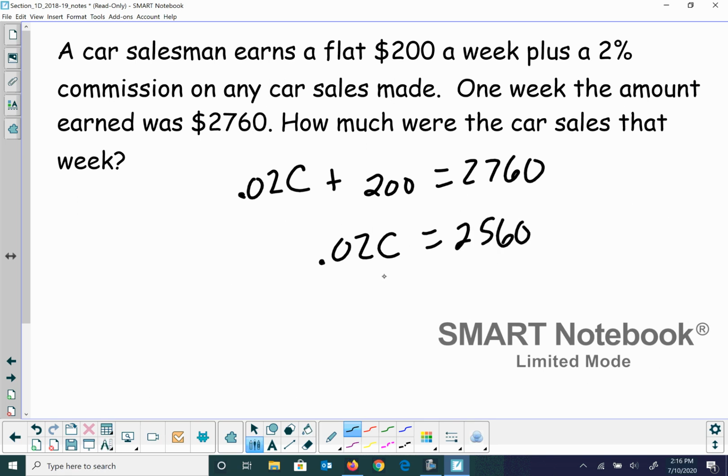And then what do I do with 0.02C? That's right, I divide both sides. So I'm going to go 2560 divided by 0.02. This is going to be a bigger number because it's the total amount of car sales. So he sold $128,000 worth of cars on which he received 2% commission. I don't know how many cars that could be. There are cars that definitely sell for that much, and then there are other cars that sell for less than that. So, $128,000 worth of sales per week.